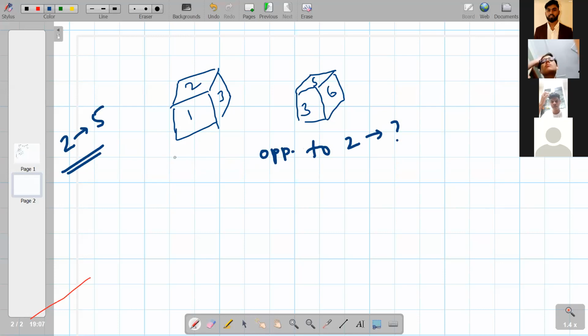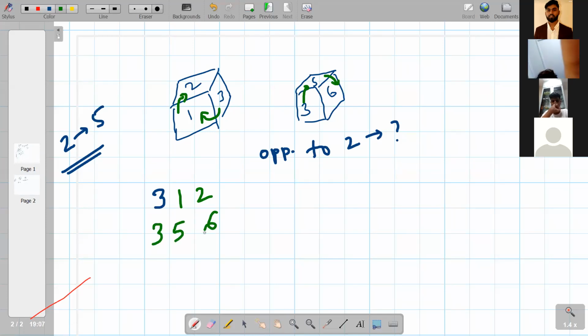So what we need is a very clear, clean concept and a very easy to remember trick. What we observe here is that there is one face common to both the dice. That face is 3. Now let's take clockwise from 3. So 3, 1, and then from 1 we come to 2. So 3, 1, 2. Similarly, take 3 common over here and go clockwise: 3, 5, and 6. Clear?